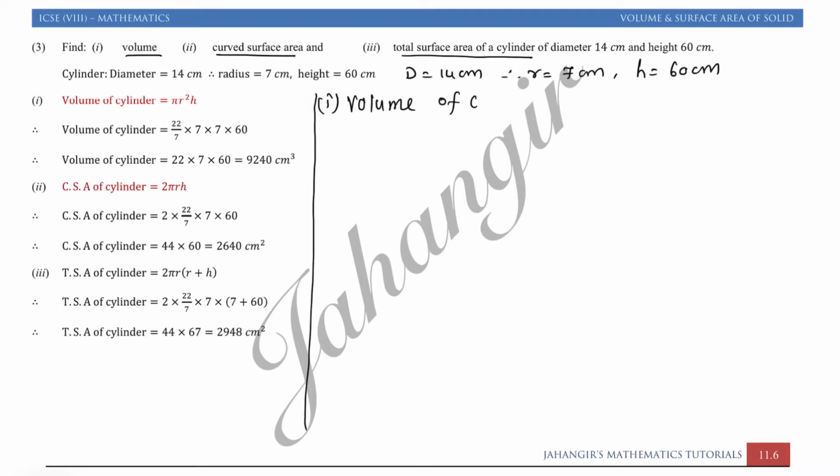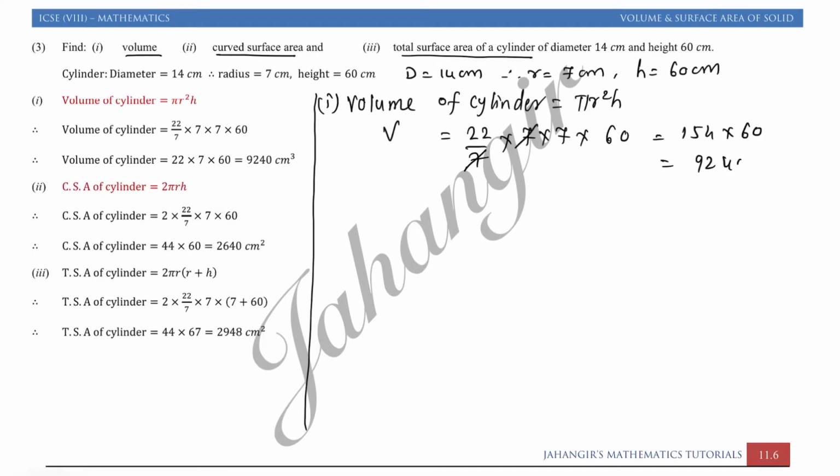Volume of cylinder is equal to pi r square h. That is pi value. Let us write it down. 22 by 7 into r is 7 into 7 into 60. You can cancel out 7 7. 22 into 7, 154 into 60. That is equal to 9240 centimeter cube. You can just multiply and check.